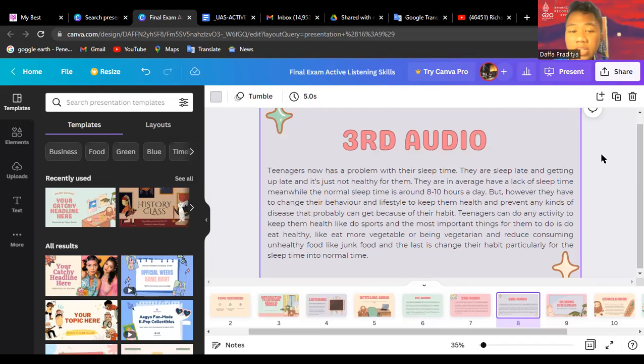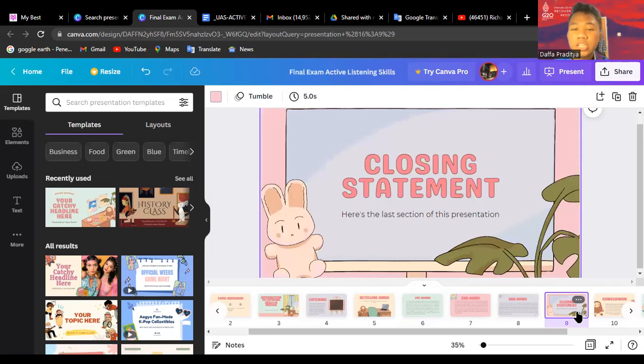Teenagers can do any activity to keep them healthy, like do sports, and the most important thing for them to do is eat healthy, like eating more vegetables or being vegetarian and reducing consumption of unhealthy food like junk food. And the last is to change their habit, particularly their sleep time, into a normal time. So that was the third audio, and that was the last audio of this presentation. And I will get next to the closing statement or the conclusion that I get.